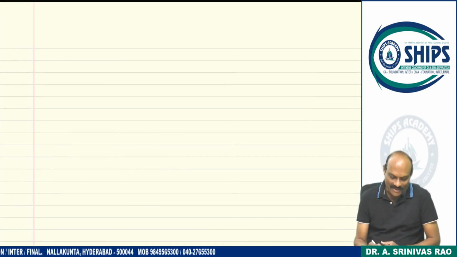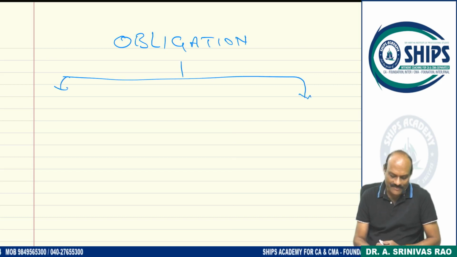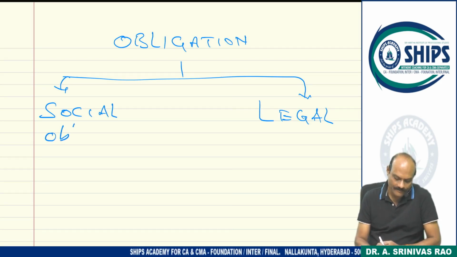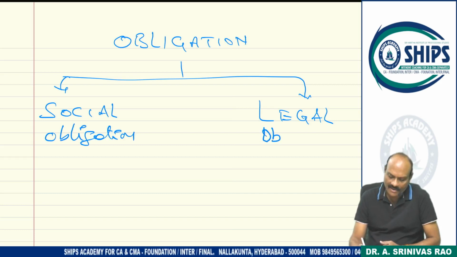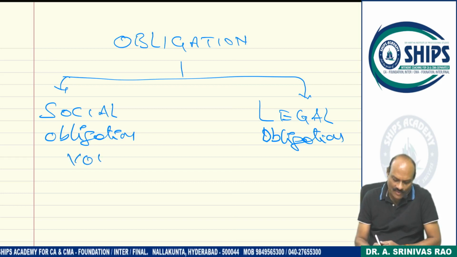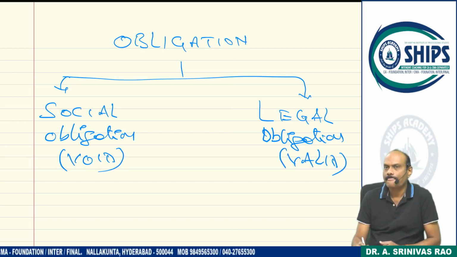Fine, sir. Next one, guys. Now write: obligation. Obligations are classified into two types: one as a social obligation, the other as a legal obligation. Social obligation is void, legal obligation is valid.